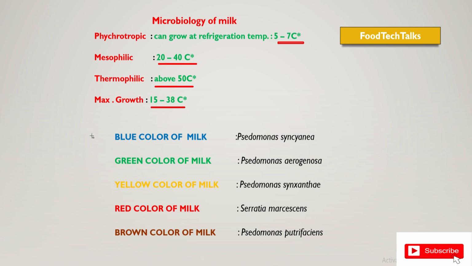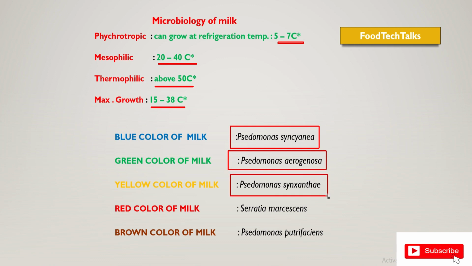And now let us see the different colors of milk and their causative microorganisms. Blue color of milk, Pseudomonas cyanogenes. Green color of milk, Pseudomonas aeruginosa. And yellow color of milk due to Pseudomonas synxantha. Red color of milk is due to Serratia marcescens, and brown color of milk is due to Pseudomonas putrefaciens.